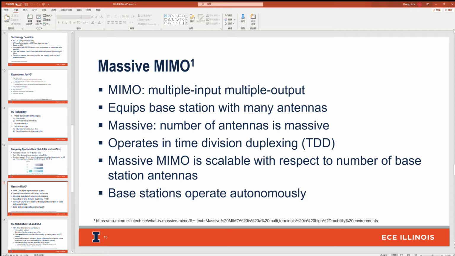Massive MIMO operates in TDD mode, and the downlink beamforming exploits the uplink-downlink reciprocity of radio propagation. Specifically, the base station array uses channel estimates obtained from uplink pilots transmitted by the terminals to learn the channel in both directions. This makes massive MIMO entirely scalable with respect to the number of base station antennas. Base stations in massive MIMO operate autonomously, with no sharing of payload data or channel state information with other cells.